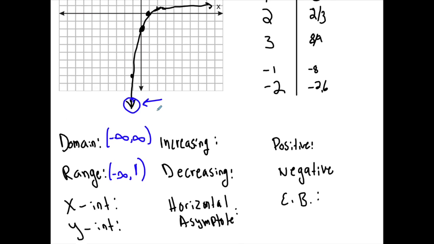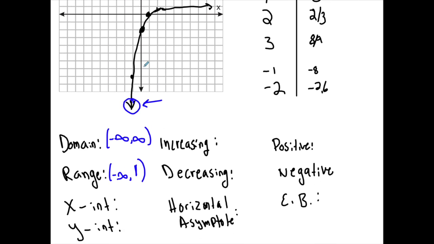Okay? Y-intercept and x-intercept. So it touches the y-axis at (0, -2). It touches the x-axis at (1, 0). Now, x-intercepts are not guaranteed. Some functions never reach a value of 0. 2 to the x never reaches a value of 0. 1/2 to the x never reaches a value of 0. So that's not guaranteed to happen.